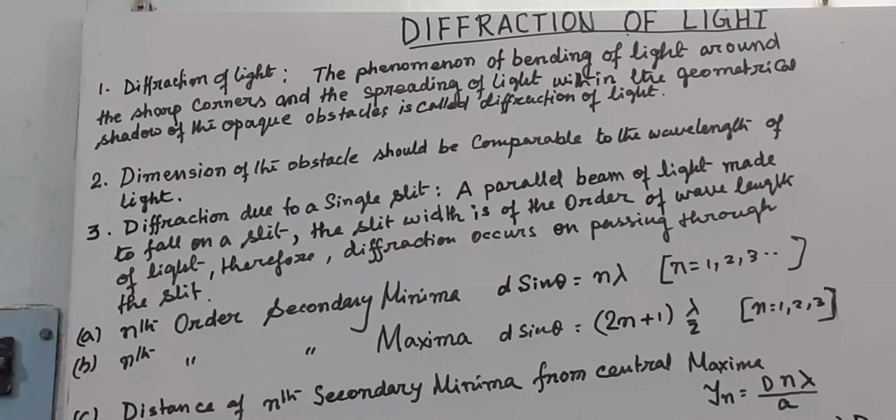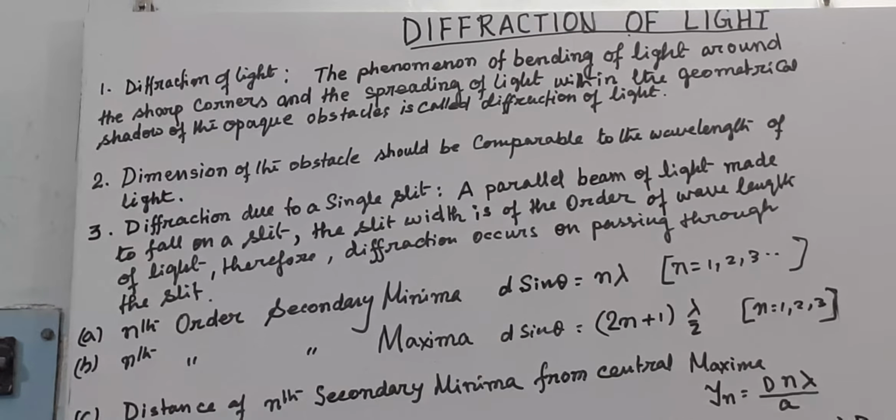Let us come to the subject. Diffraction of light. The phenomenon of bending of light around the sharp corners and the spreading of light within the geometrical shadow of the opaque obstacle is called diffraction of light. Number 2, the dimension of the obstacle should be comparable to the wavelength of light.